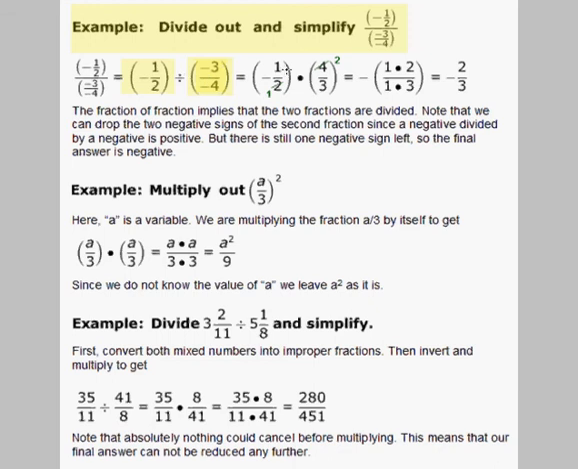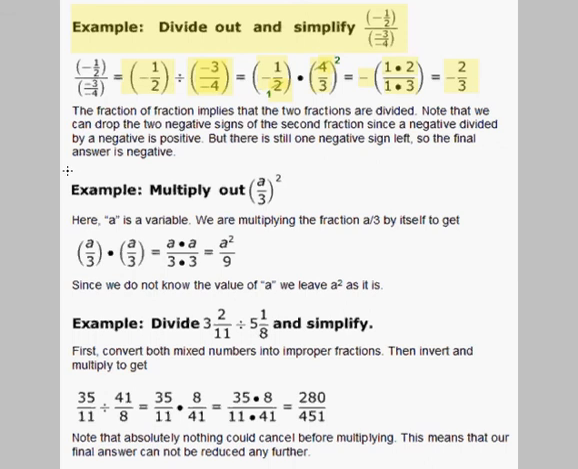Then we rewrite as a multiply problem. -1/2 times the reciprocal of 3/4, which is 4/3. Now we can do a little bit of canceling. 2 goes into 2 once, and 2 goes into 4 twice. We still have that one negative sign. I'm just going to put that one negative sign on the outside, and then do our multiplication of the numerators. 1 times 2 over 1 times 3. We have a negative sign on the outside, and our answer is negative 2/3.